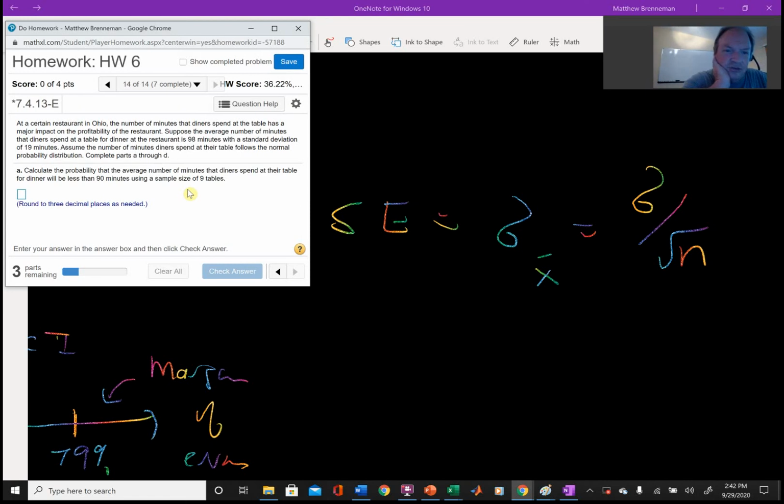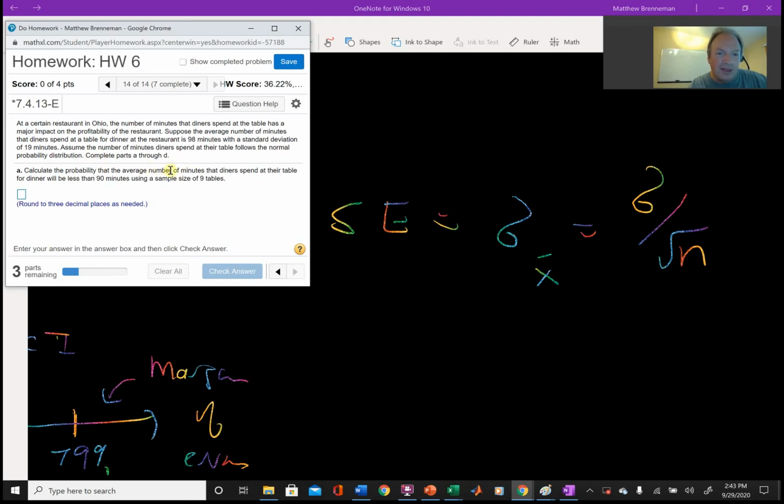Let's see. At a certain restaurant in Ohio, the number of minutes that diners spend at a table has a major impact. Yes, it does. Suppose the average number of minutes for the diners, okay, is 98. So they're giving us the population mean, standard deviation, and we're told that this variable, minutes spent at the table, also follows a normal distribution. And that's important because now they're asking a question about the average time, okay, that we're going to have for 9 tables.